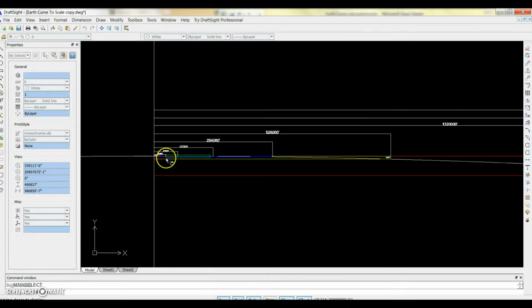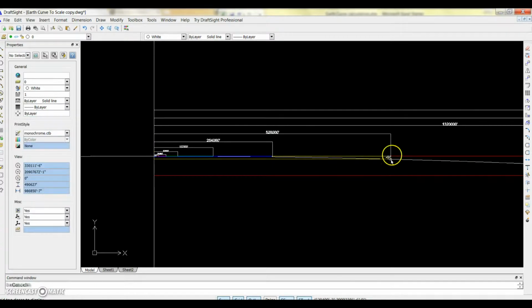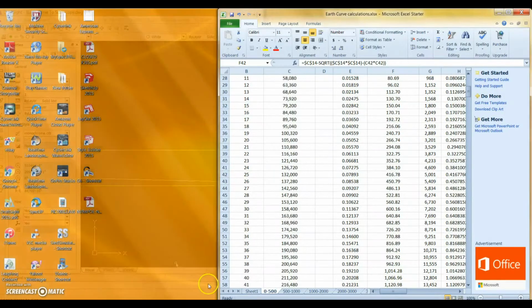So this is matching up, okay? So the short distances, they're matching up. What about the longer distances? Let's look at this one. This is 100 miles now, right here, okay? 100 miles, 6,669 feet at 100 miles.